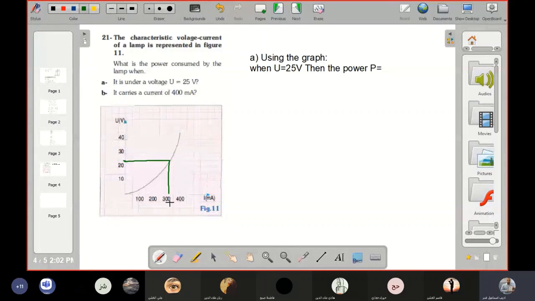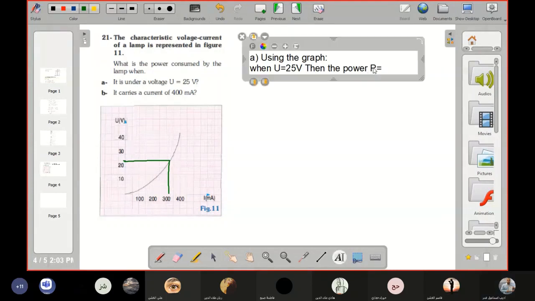Which is here. Here we have 100, 200, 300. What will be the power? If you are using a graph paper, it will give you exactly what is the power. Here, it is more than 300, sorry, the current. So, when U equal 25 volts, then the current I equal.